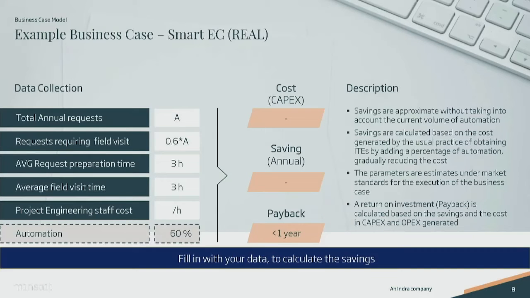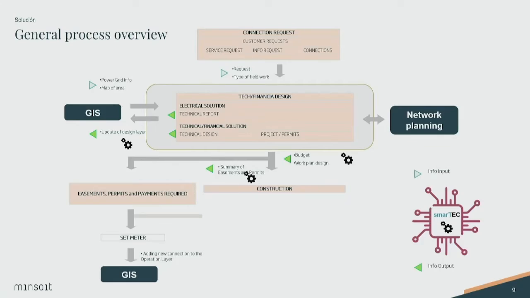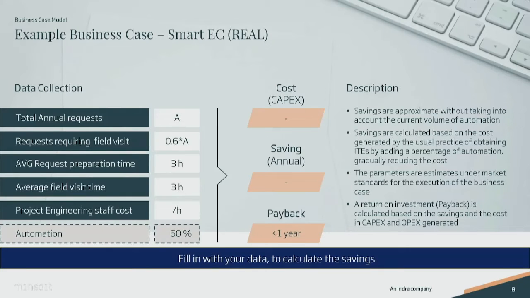To understand in your own organization what is the return on investment of this, there's a very simple calculation that you can do. I didn't put any number, right? And you say, how many total annual requests do I get for an extension of the network? Let's say that we automate, how many of them require a site visit, a field visit? Let's say 60% of them.